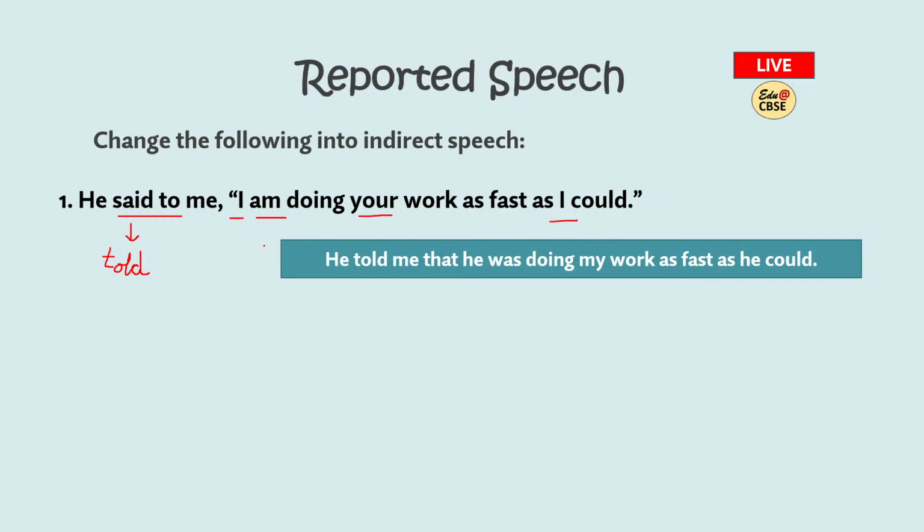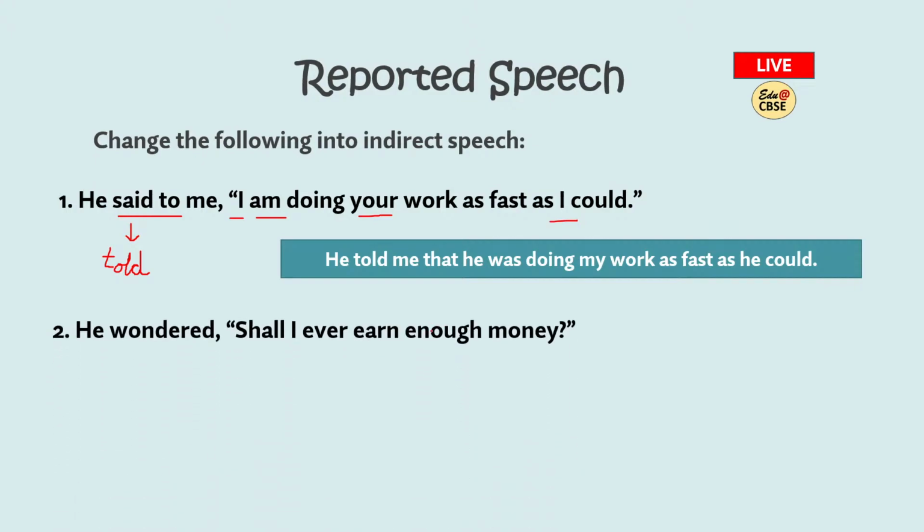Am change होता है was या were में. So obviously am जो है वो was में ही change होगा. And your in this case is going to change according to the object. So क्योंकि object me है, it has changed into my. So I again will change into he. So the sentence becomes, he told me that he was doing my work as fast as he could. So underline the words, and then change according to the rules.